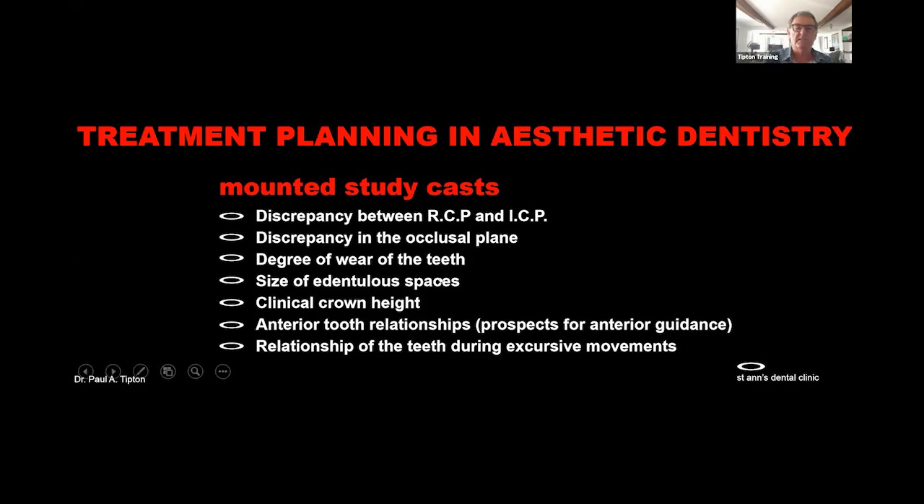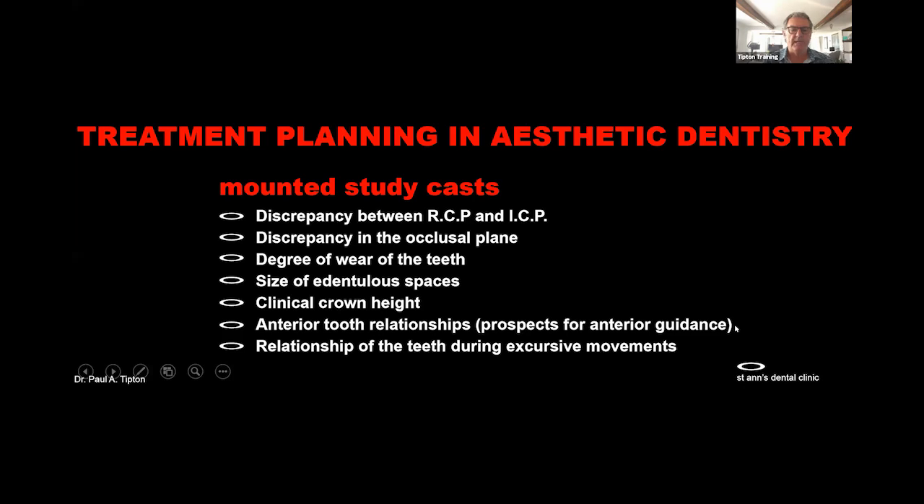We need to look at the size of the edentulous spaces so we can decide if this is going to be implants, bridge work, partial dentures, maybe a stable base denture. The amount of crown height available: are we going to have to do some crown lengthening in order to get enough resistance retention form for our restoration? This is a very important one.